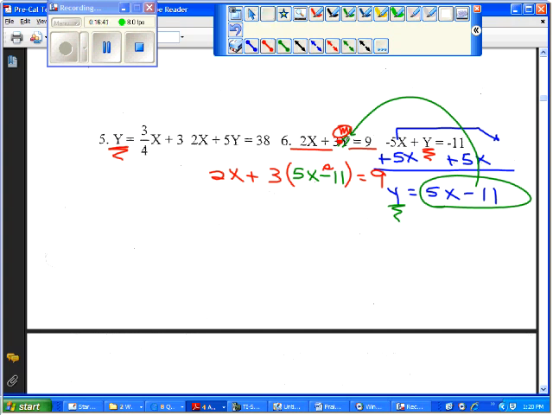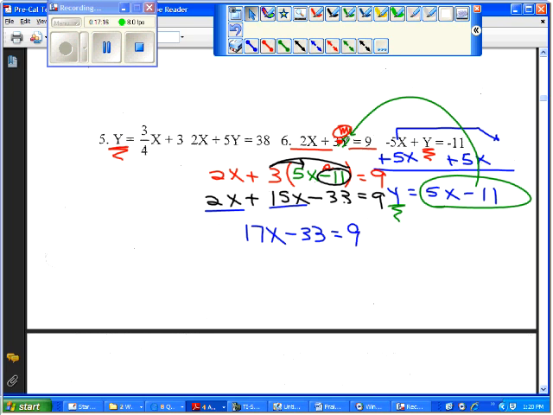So now we can solve. The first thing we will do is distribute. 3 times 5x is 15x. And 3 times negative 11 is negative 33. 2x plus, and equal 9. We distributed. Now we can combine. Whoops. That's not underlined. It just really looks like it. Combine like terms. And we get 17x minus 33 equal 9.